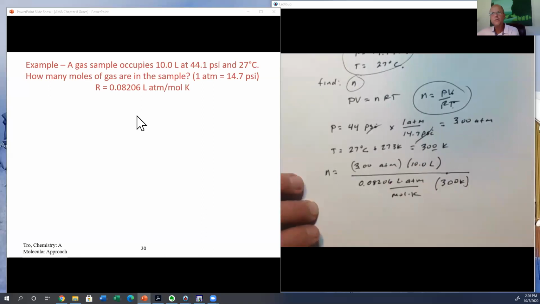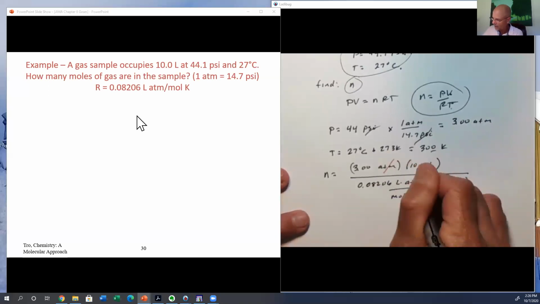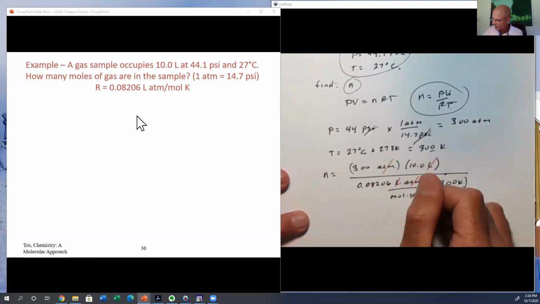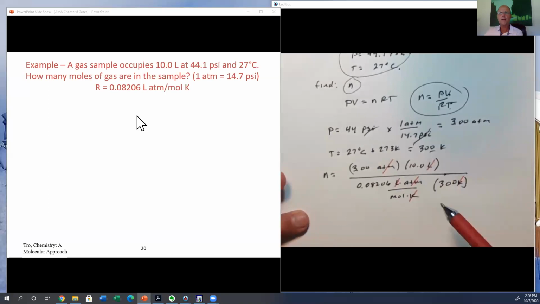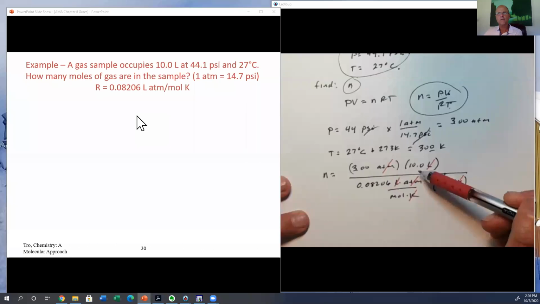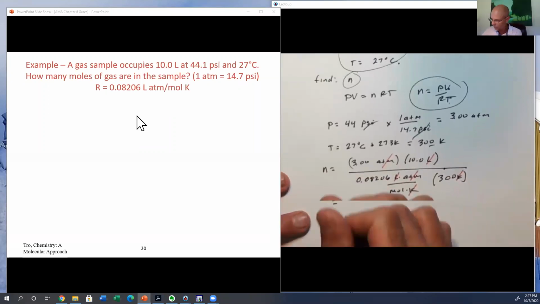Now, there are a lot of different units here, and I want you to always cancel your units, because it will show you your mistakes. So be very, very careful with units. Notice what happens here. Atmosphere and atmosphere cancel, liters and liters cancel, Kelvin and Kelvin cancel. And what am I left with? 1 over 1 over moles, which is just moles. So my answer comes out in moles. Is that what I expect? Yes, because that's what I was looking for.